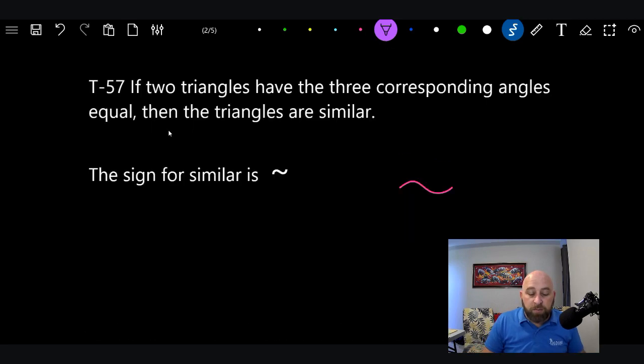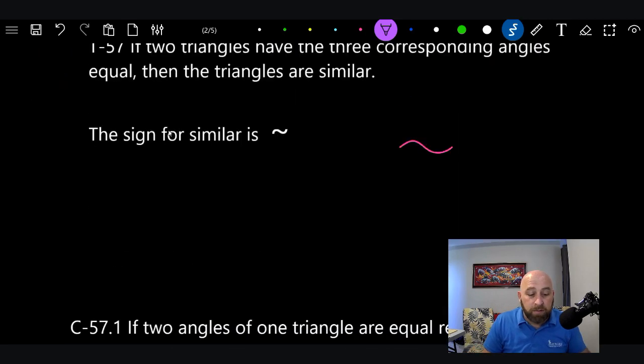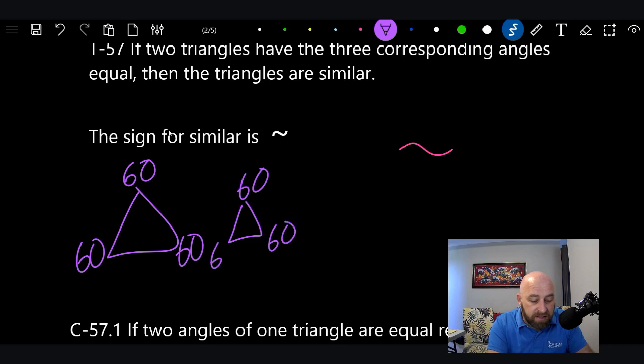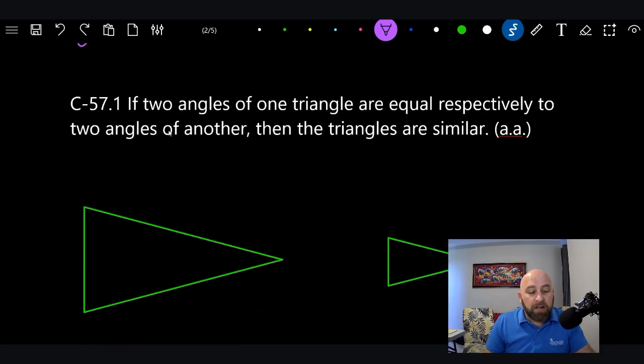So in other words, what's a way to prove similar? Well, if we can prove that this triangle equals this triangle as far as their angles go, let's say that this is 60, 60, 60. In other words, we have an equilateral triangle. Well, if I can prove that this one is also 60, 60, 60, what does that mean? It means that my two triangles are similar. They have to be similar. If all three angles are equal, then it is similar. Use that sign for similar. In Corollary 57.1, this is interesting because hopefully you can make this connection.